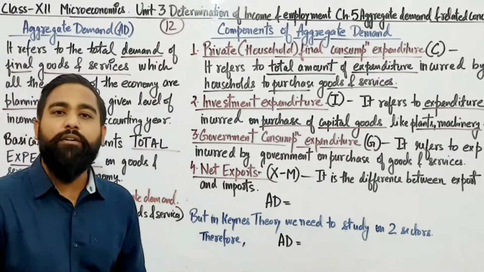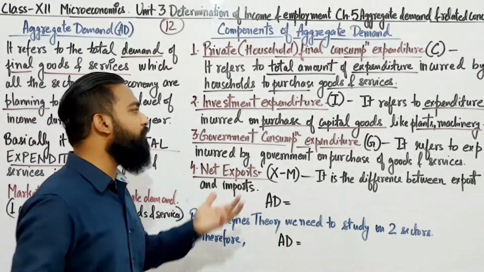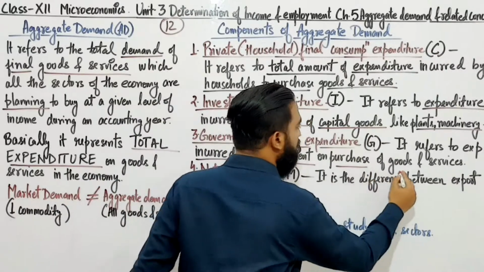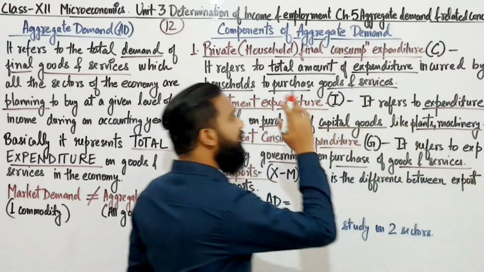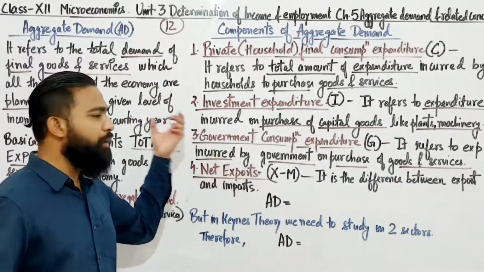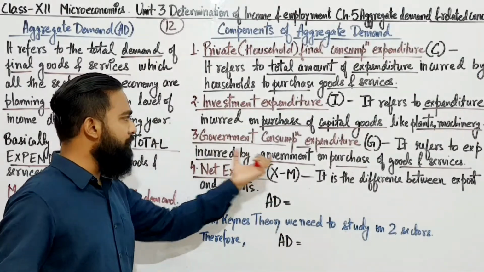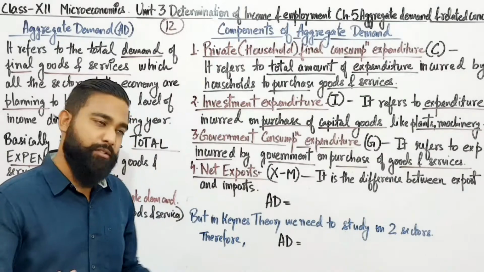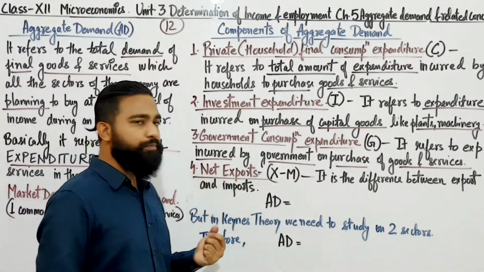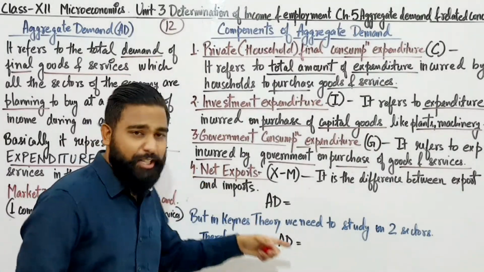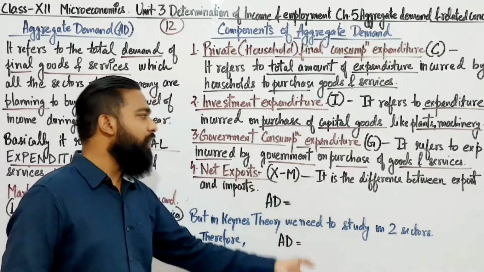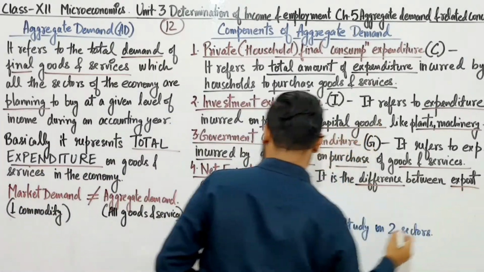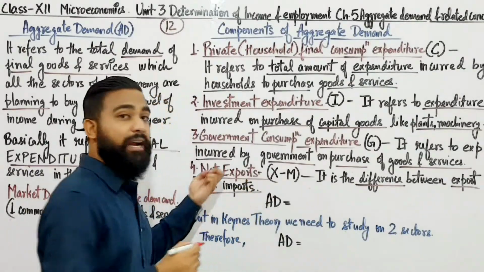The third one is government consumption expenditure. It refers to the expenditure incurred by the government on purchase of goods and services. These are very easy terms because we have already studied them. And the last one is net exports, X minus M. It is the difference between exports and imports. That's it.